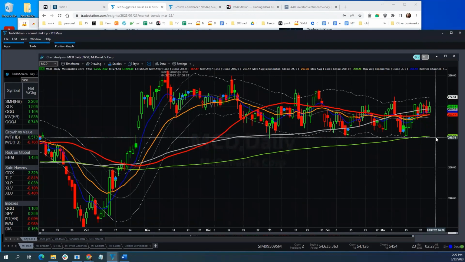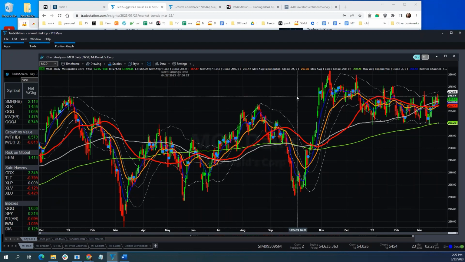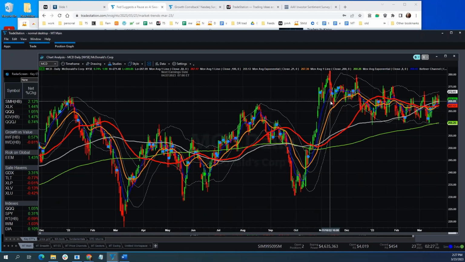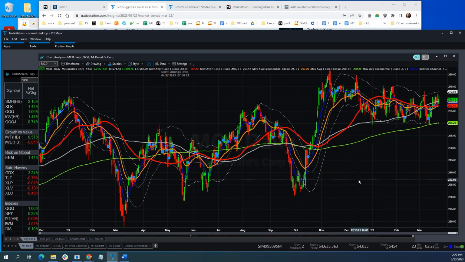It's an interesting name. It doesn't seem to follow any other macro themes in terms of consumer or economy. If there's a really bad economic situation, it'd be bad. But what's interesting to me about McDonald's is this is an all-time high on McDonald's. Right, this is a previous all-time high. So it basically broke out late last year, and it's just held and chopped along there ever since. So it remains a very interesting thing.